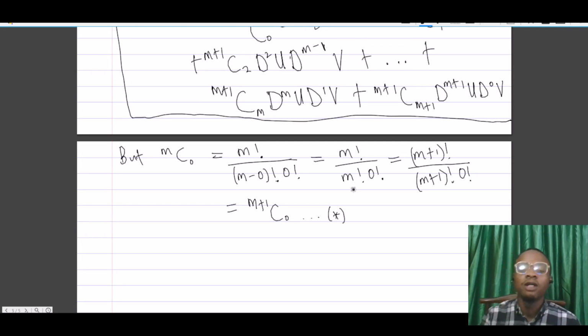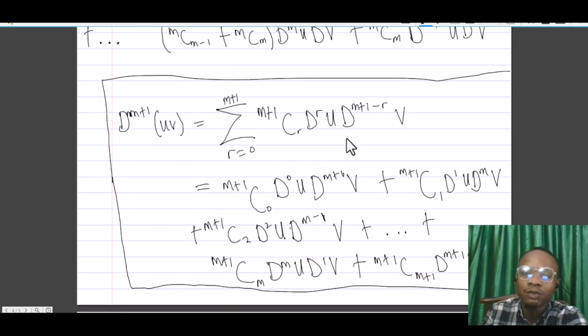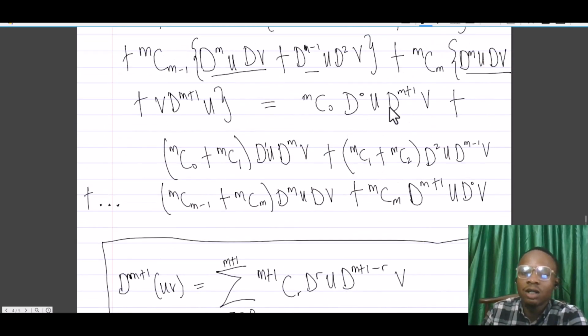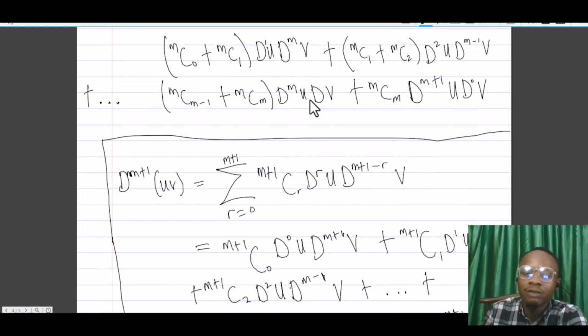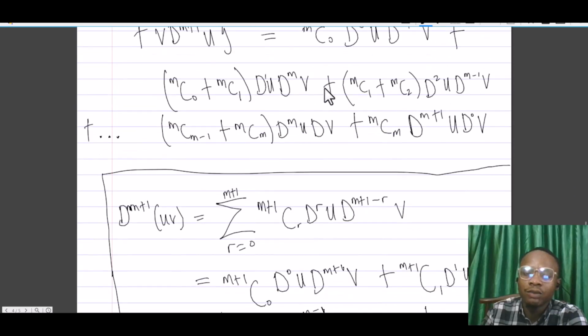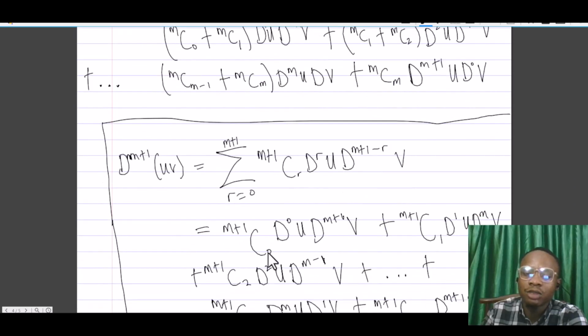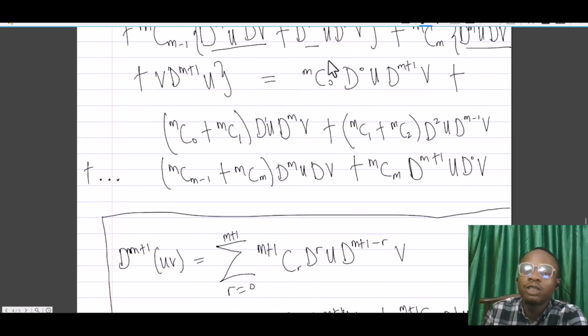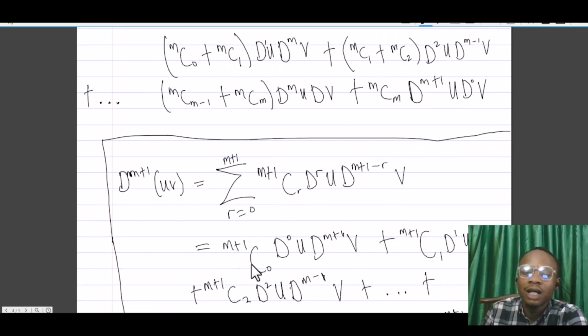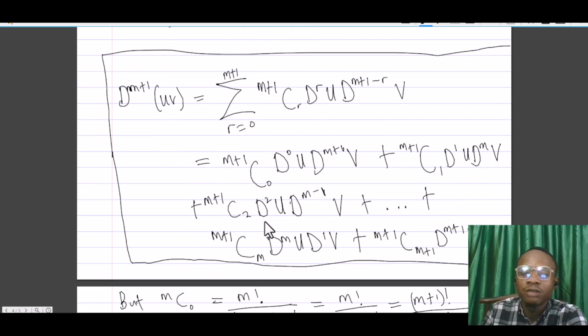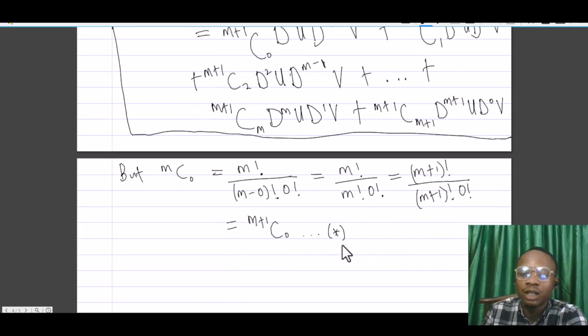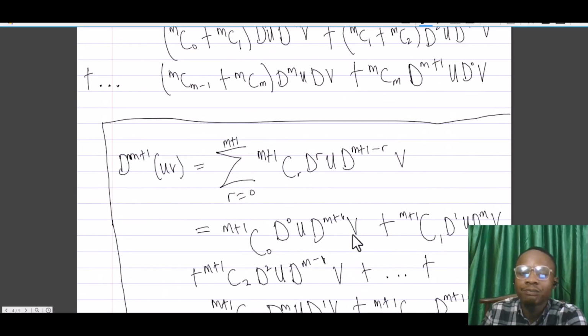All right. Then the next thing we have to worry about is, now we've cleared the issue with this coefficient rather. We can see that m combination 0 is the same thing as m plus 1 combination 0. Both of them will give us 1. So there is no issue with that. Okay, we'll come back to insert that here.